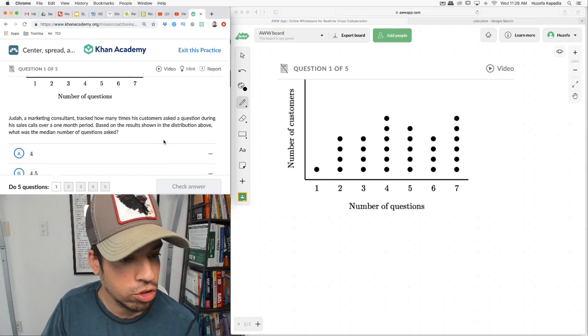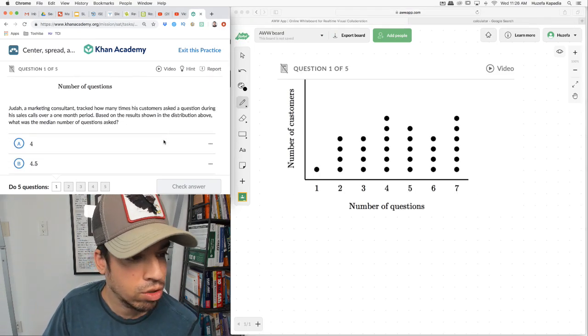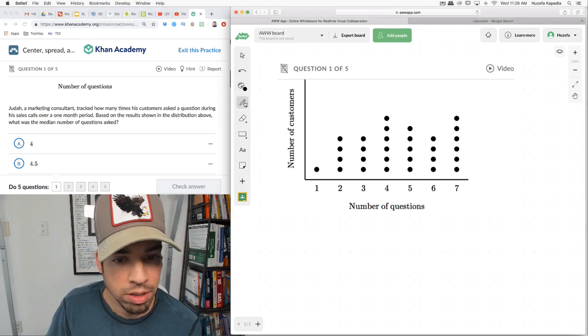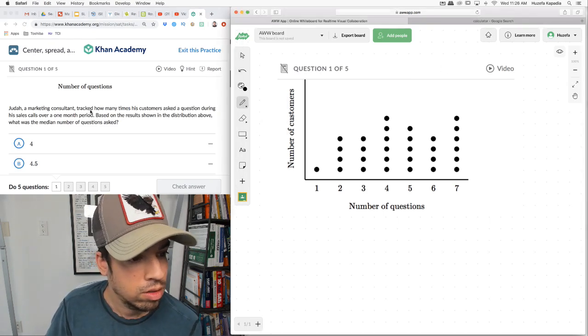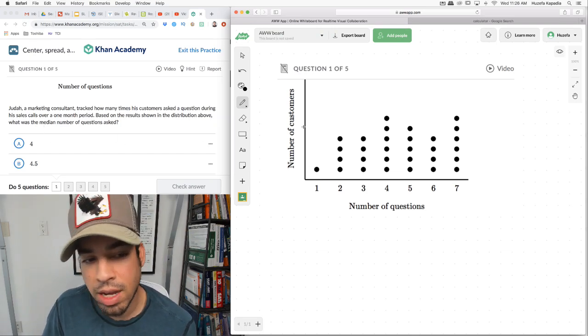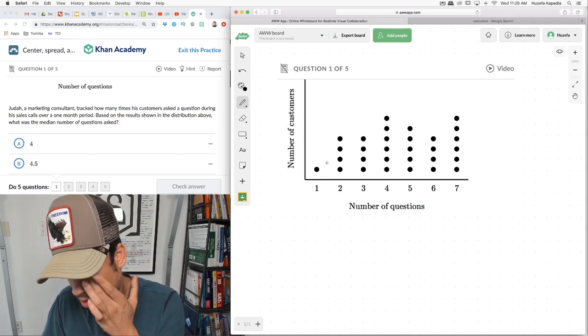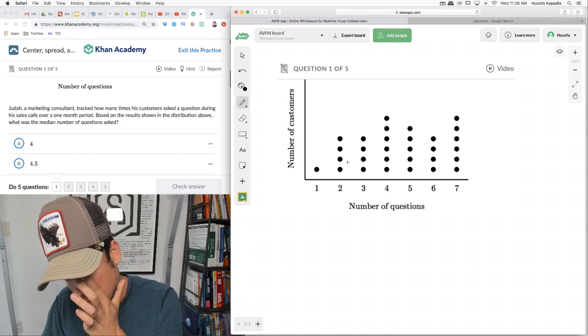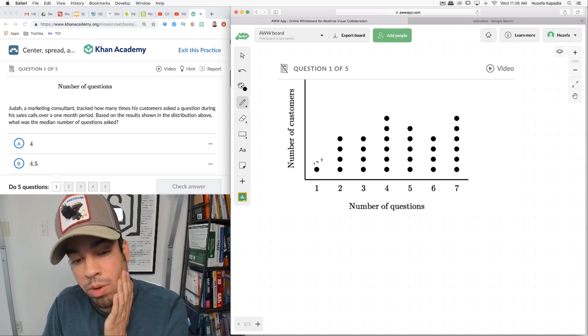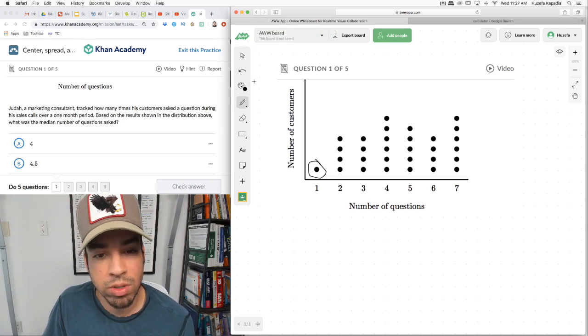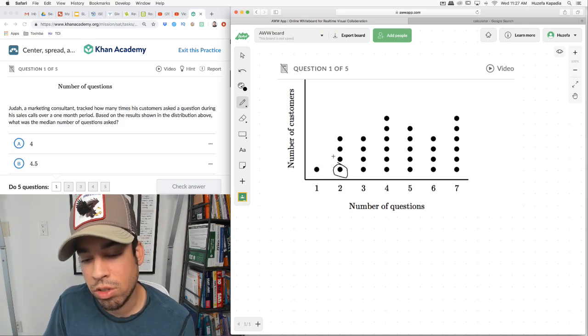Judah, a marketing consultant, tracked how many times his customers asked a question during his sales call over a 1-month period. Based on the results shown, what was the median number of questions asked? Okay. So check this out. Each one of these represents a customer, essentially, right? So we're saying one customer asked one question, four customers asked 2 questions, and so forth.